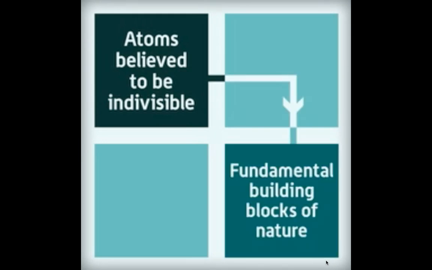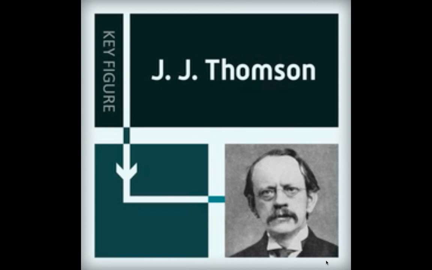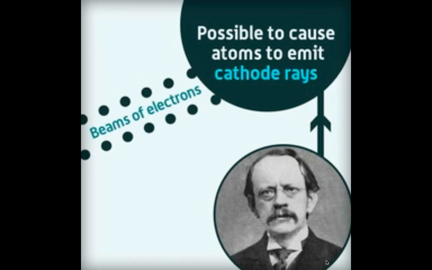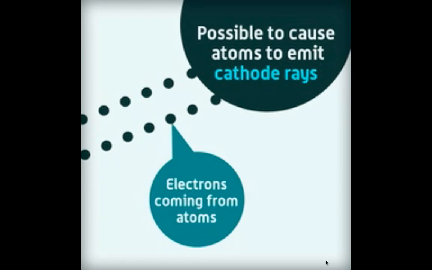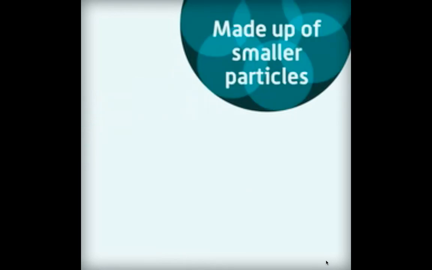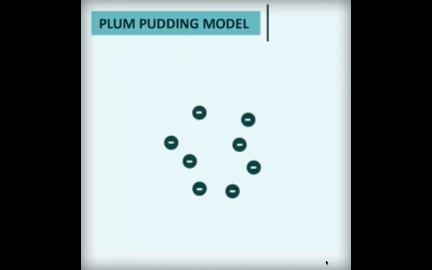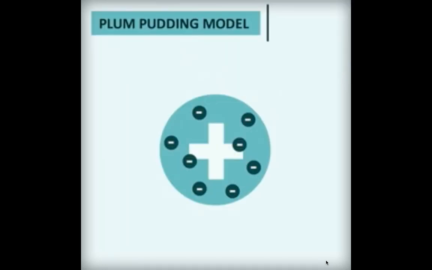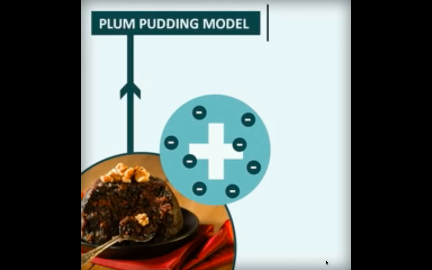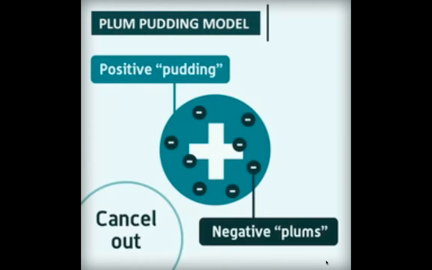nature. Around the start of the 20th century, the physicist J.J. Thomson discovered that it was possible to cause atoms to emit cathode rays, which are beams of electrons. If the electrons were coming from the atoms, then that meant that atoms must contain electrons, and are therefore not fundamental. The atoms must be made up of smaller particles. It was originally thought that these negative electrons were embedded in a solid sphere of positive charge like plums in a pudding, giving Thomson's model of the atom its name, the plum pudding model. The amount of positive pudding would cancel out the number of negative plums or electrons.